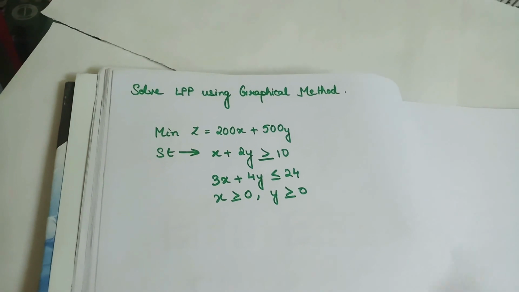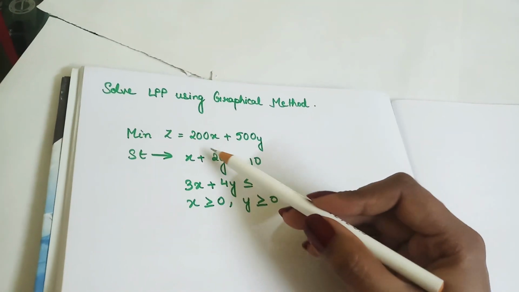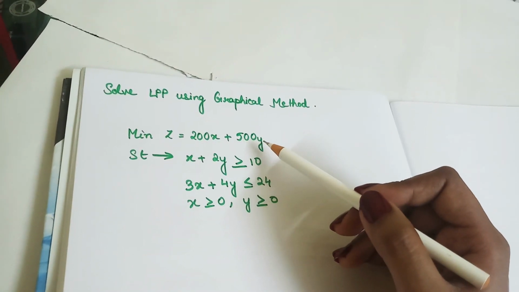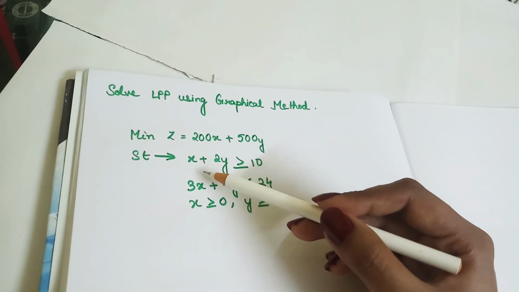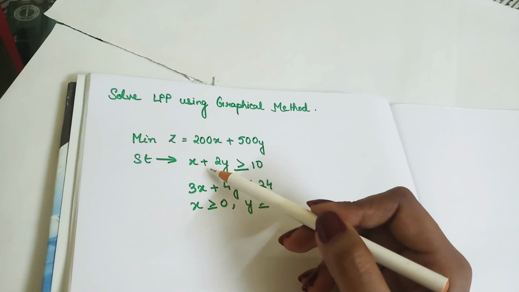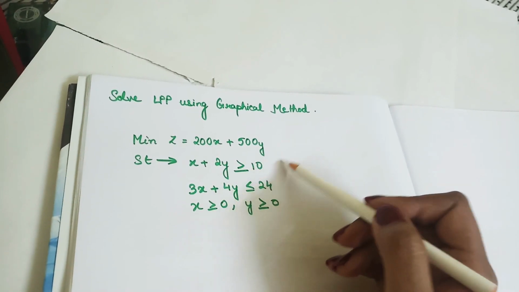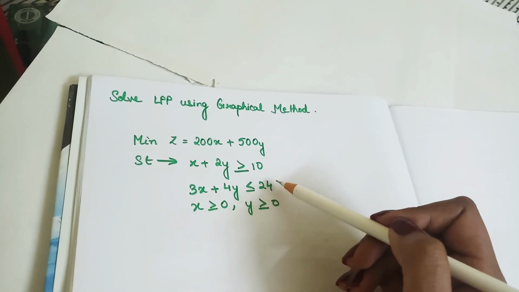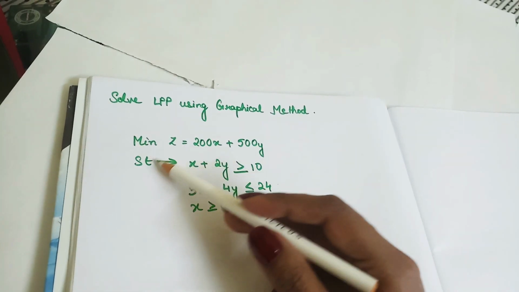As you can see here, it's minimization. So min z equal to 200x plus 500y. ST stands for subject to, and this is the objective function. x plus 2y is greater than equal to 10. 3x plus 4y is less than equal to 24. I have to solve this using minimization.